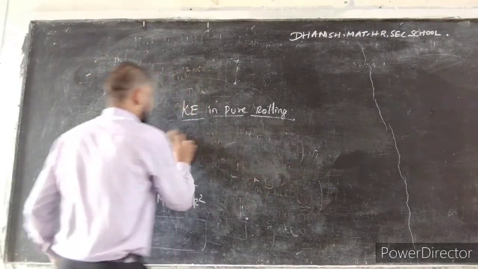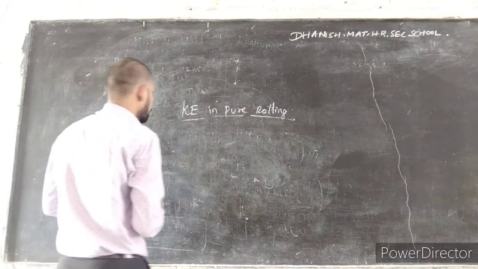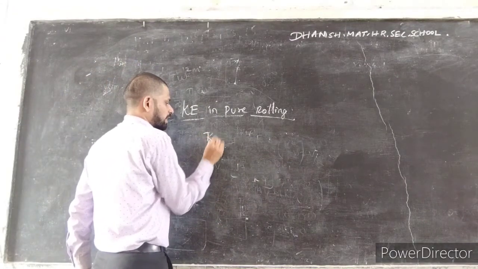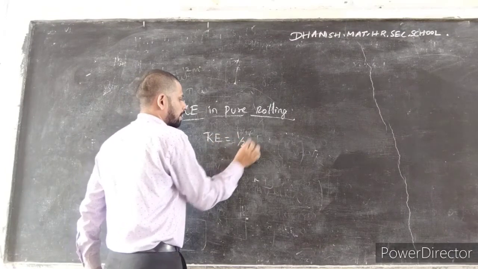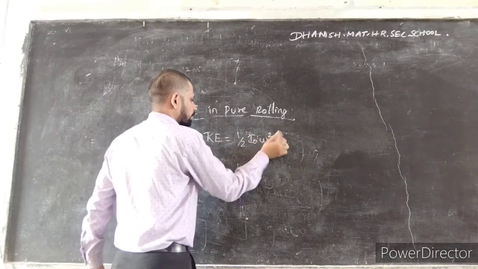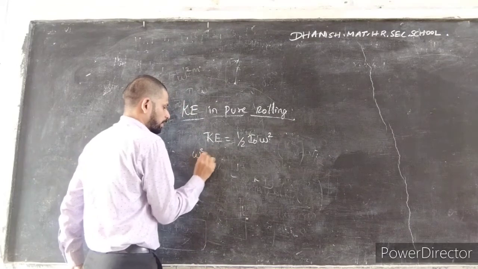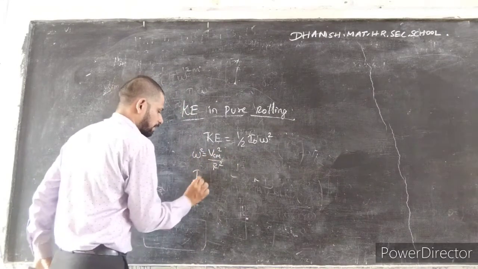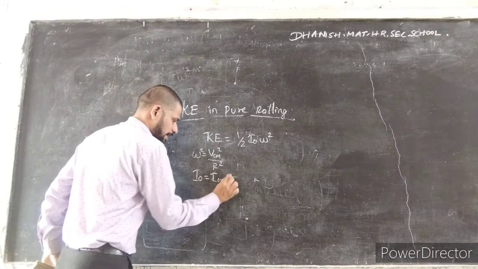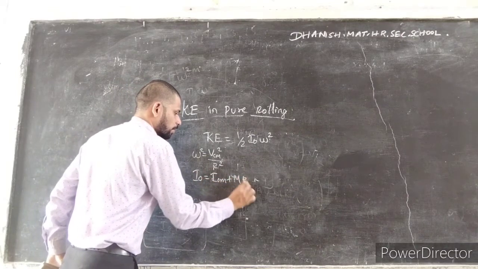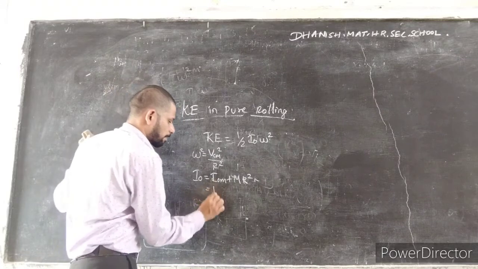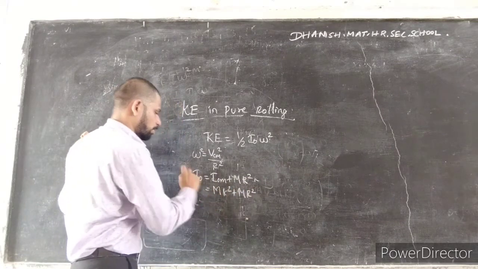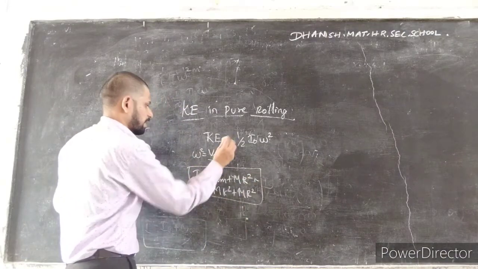So first, the point of contact. Kinetic energy at the point of contact A equals half I naught omega square. We know that omega square will be equal to VCM square by r square. So I naught will be equal to ICM plus mr square. Now ICM is nothing but mass into radius of gyration square, mk square. So substitute all the values in this equation.